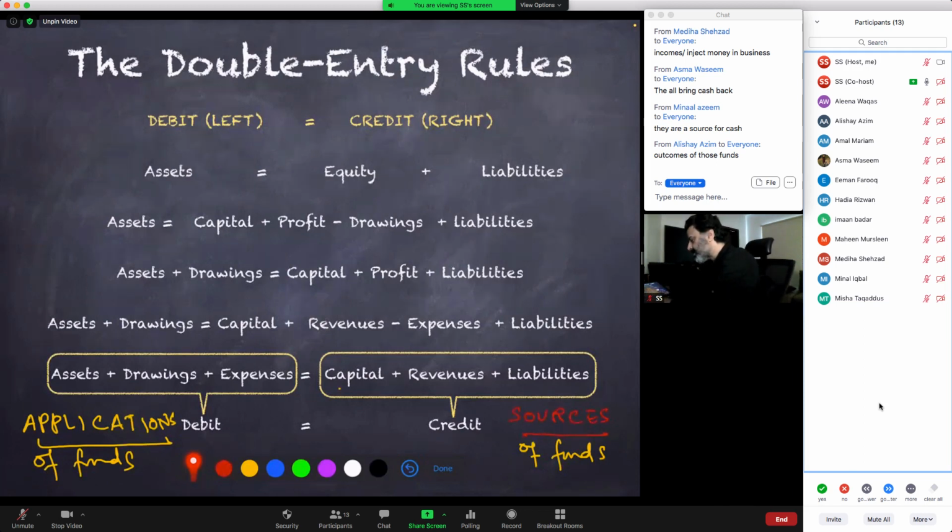The credit, in double entry rules, the credit simply means inherent nature of the right side of the equation, which means capital, revenue and liability.